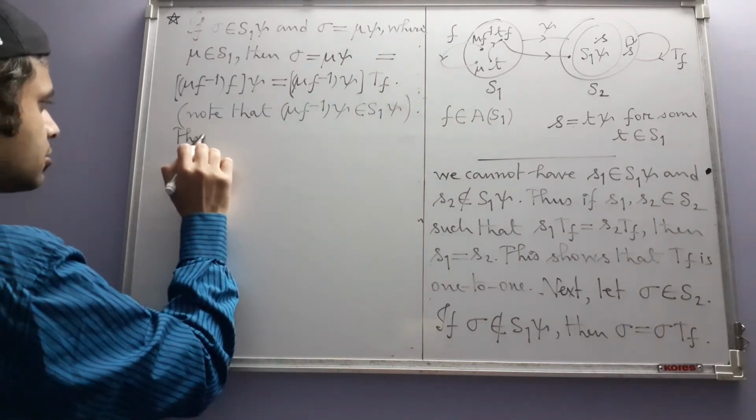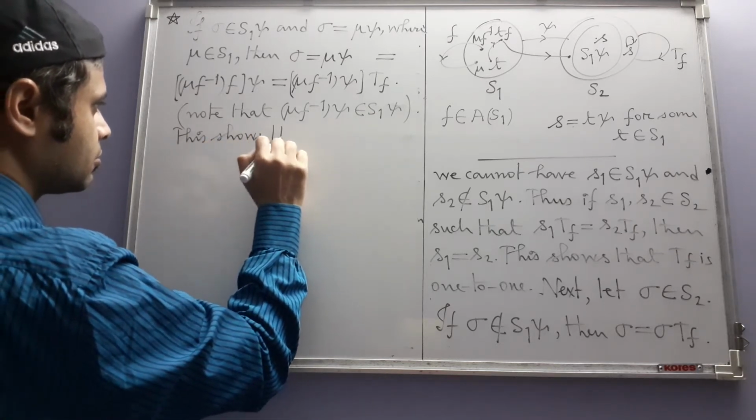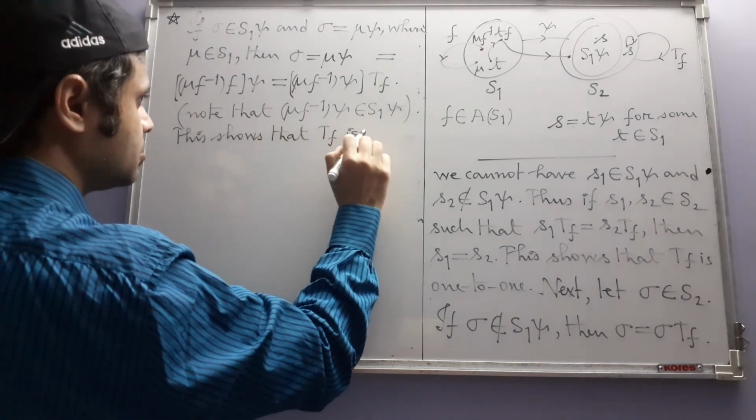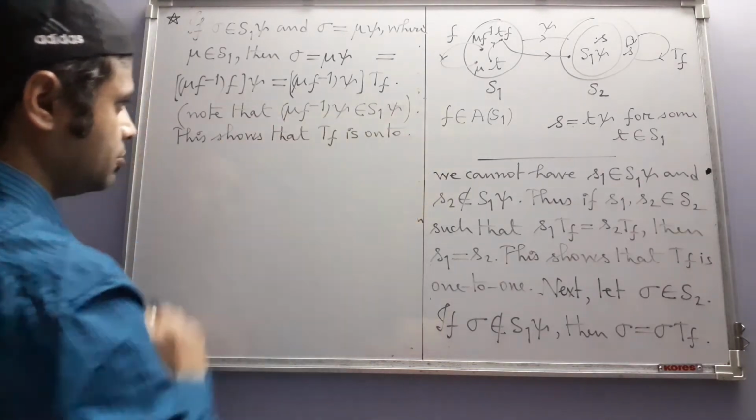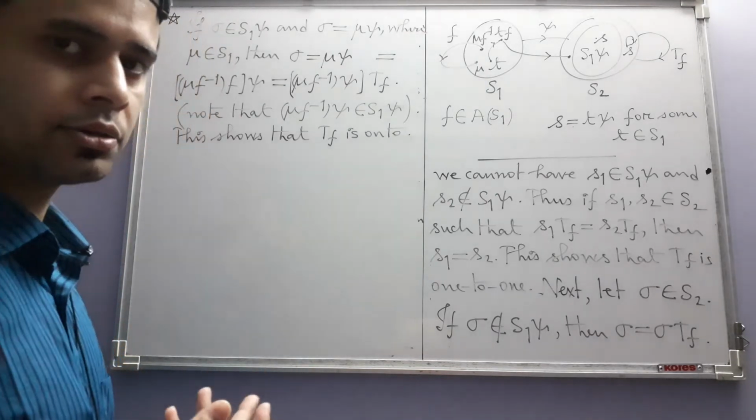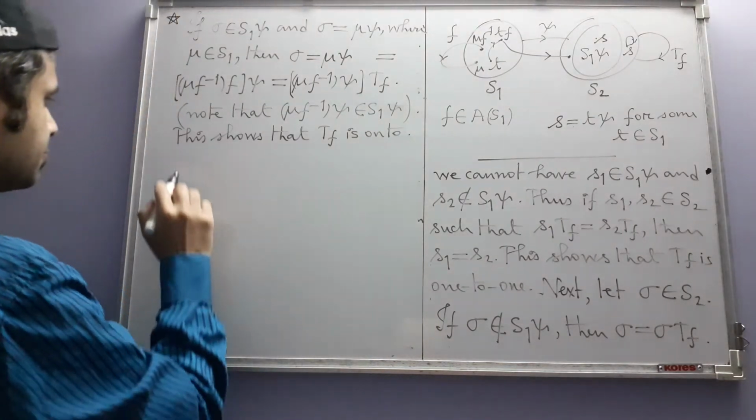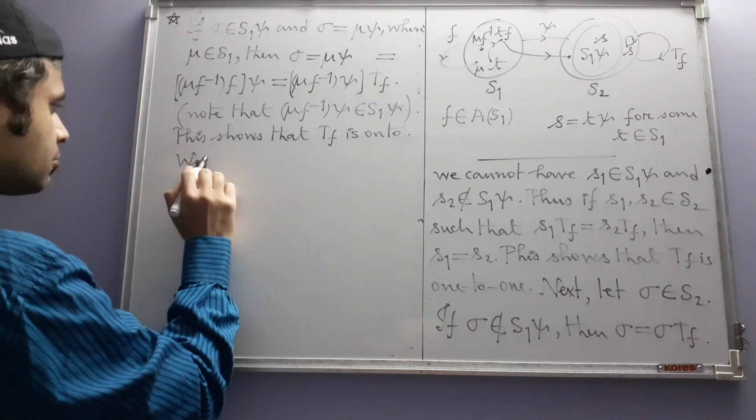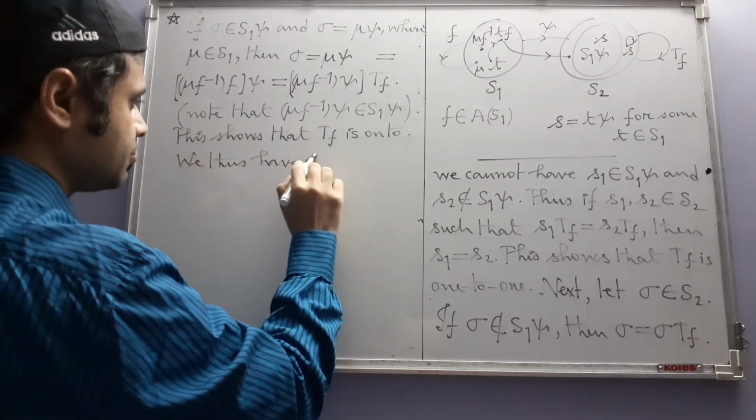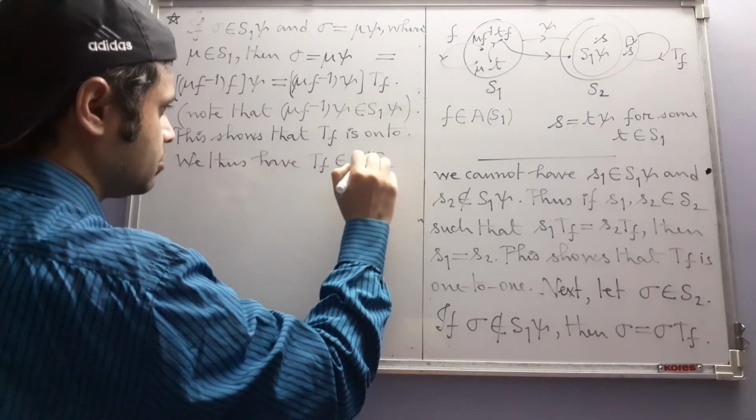Thus, this shows that TF is onto. We have thus shown that TF is both one-to-one and onto. So it's a bijective map from S2 to itself. We thus have TF belonging to AS2.